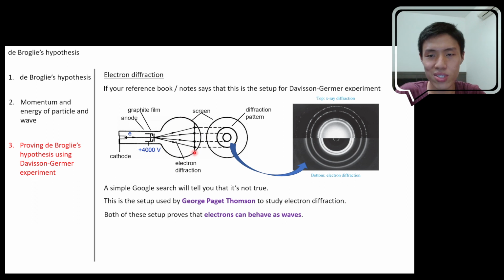Okay, you don't see this kind of setup for the Davisson-Germer experiment that we discussed just now. I think this particular setup is not actually the Davisson-Germer setup. I don't know why many local books tend to say that this is the Davisson-Germer setup, but this is actually George Paget Thomson's setup to study electron diffraction.